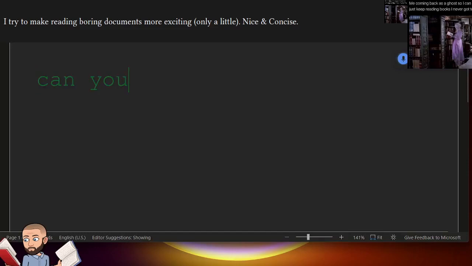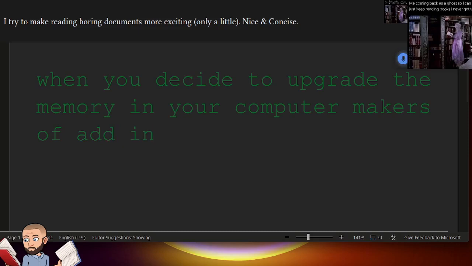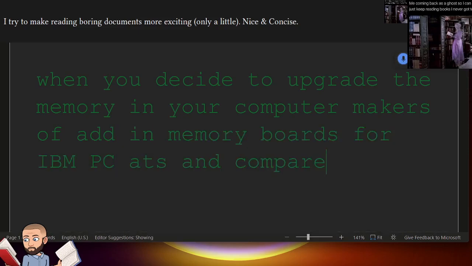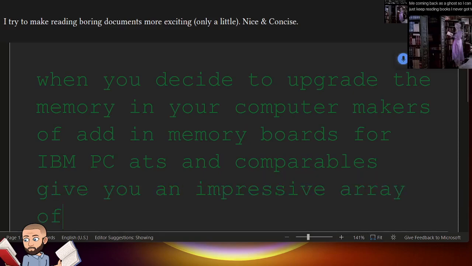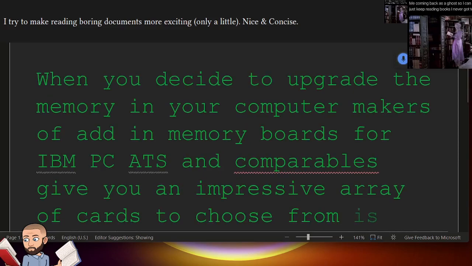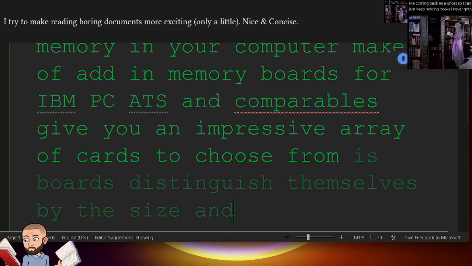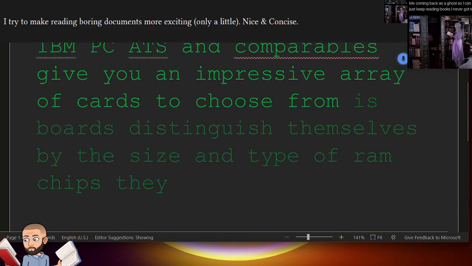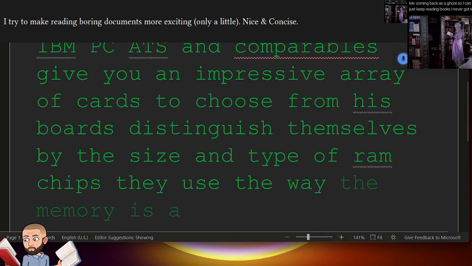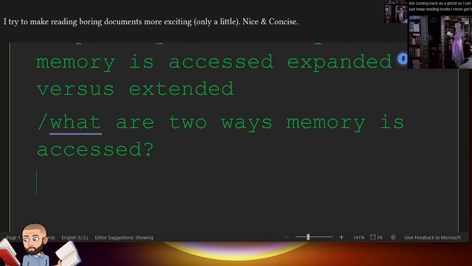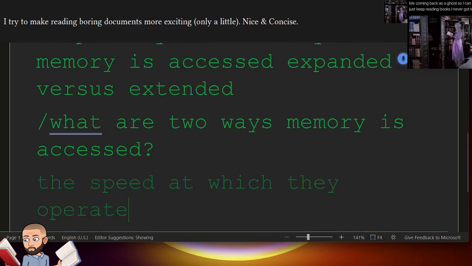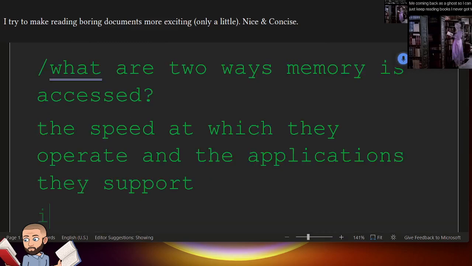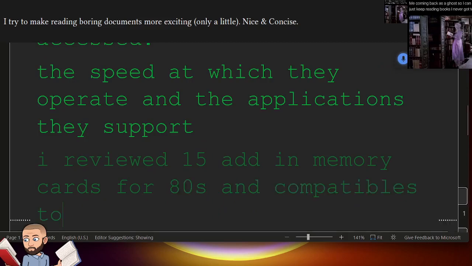When you decide to upgrade the memory in your computer, makers of add-in memory boards for IBM PC ATs and comparables give you an impressive array of cards to choose from. These boards distinguish themselves by the size and type of RAM chips they use, the way the memory is accessed, expanded versus extended, the speed at which they operate, and the applications they support. I reviewed 15 add-in memory cards for ATs and compatibles to identify these differences.